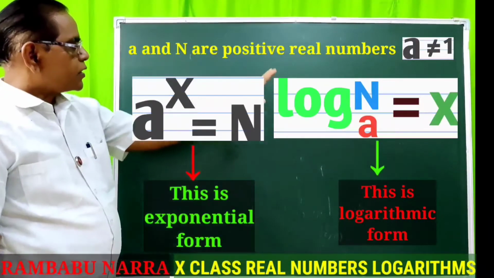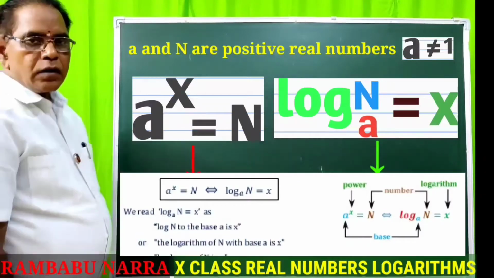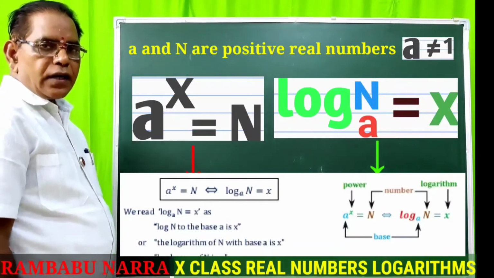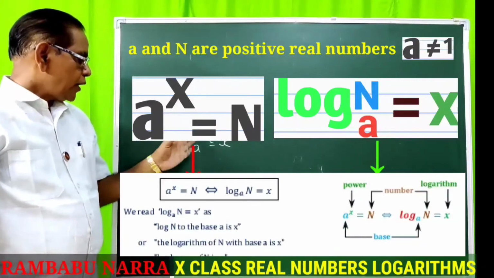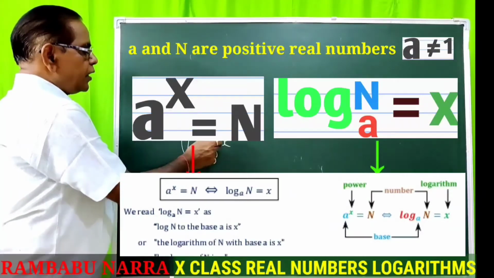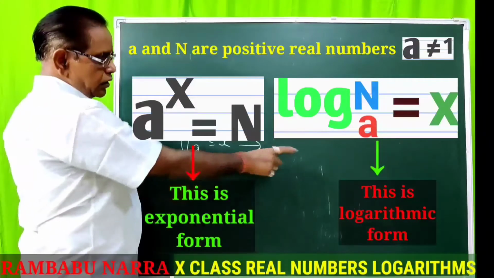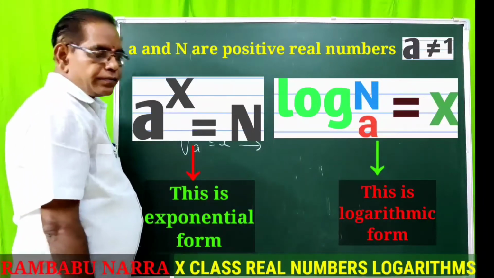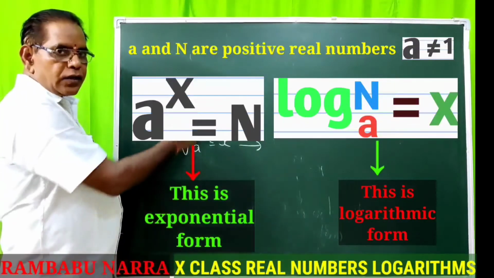This is the exponential form, a to the power of x equal to n. So we can write the logarithmic form: log n base a equal to x. This is the exponential form. This is the logarithmic form. The exponential form you already know.